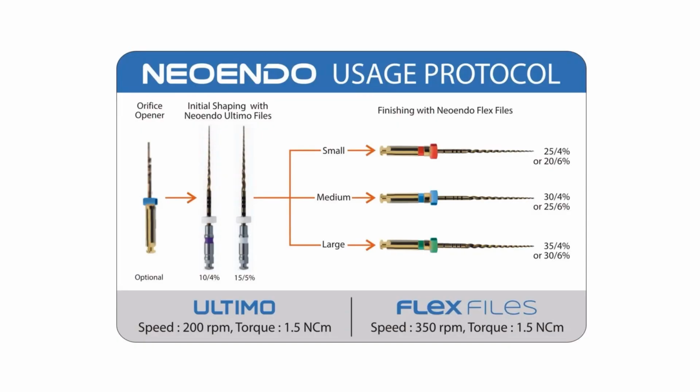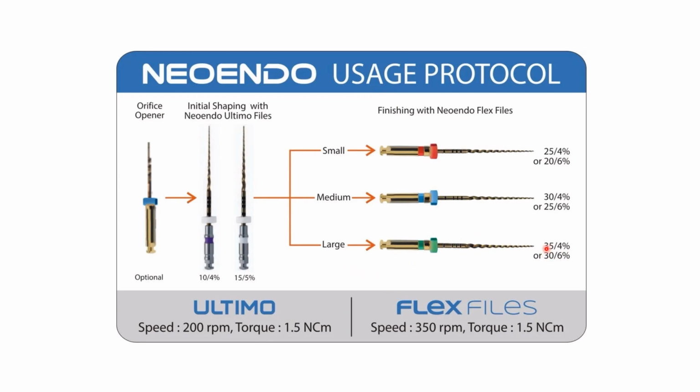Then another file from the NeoEndo company is the NeoEndo Ultimo Flex files. These files also have an orifice opener. Then there are initial shaping files, that means the NeoEndo Ultimo files having 10/4% and 15/5% taper. Then these files consist of small, medium and large files for different types of canals. Here you can use 25/4% or 25/6% if your canal is small. If your canal is medium, then you can use your 30/4% or 25/6%. And if your canal is large, then you can use your 35/4% or 35/6%.